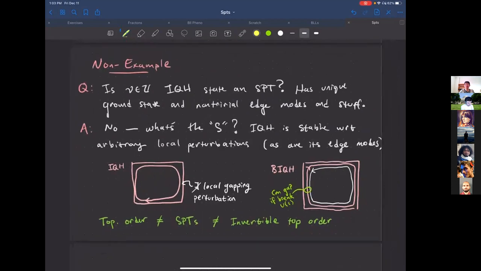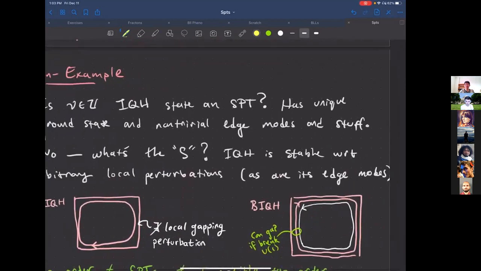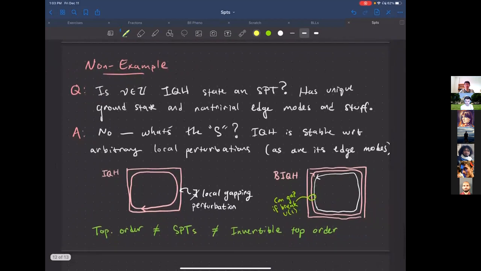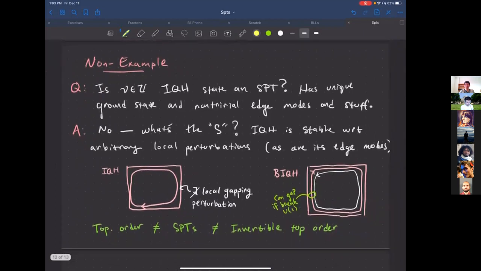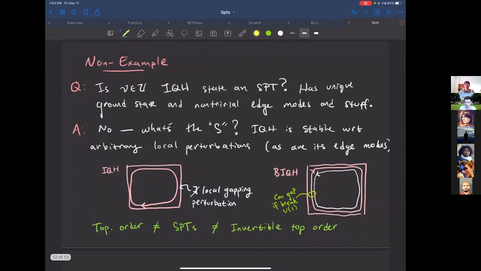Okay, last slide, just to clear up some confusion that I remember I had a while ago. There are things that look like SPTs in a lot of the ways that I've described them above, but in fact should not be called SPTs in the definition of today's discussion. One example is the integer quantum Hall state. So we can ask, is the integer quantum Hall state an SPT in the definition that I have been giving?